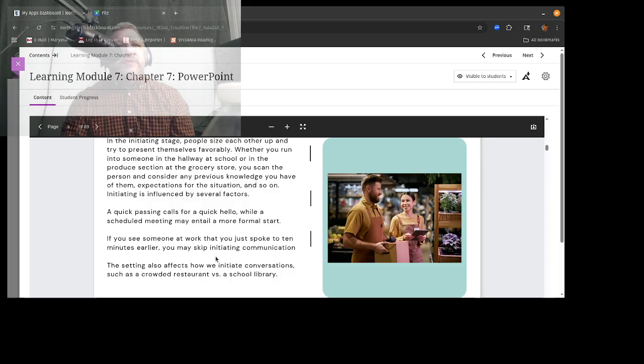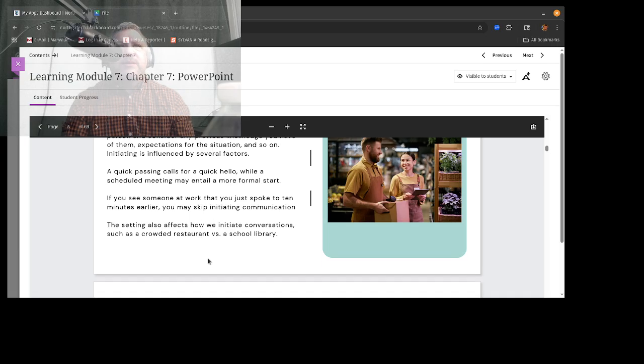If you see somebody you just spoke to 10 minutes ago, like you're at work and you're working your shift, you saw them 10 minutes ago, and then they come back by, you're not going to say hello again. Not going to restart like it didn't happen just moments before, right? We're going to be courteous. We're going to say our hellos, and then we're going to move on. We're not going to keep saying hello throughout the course of the day.